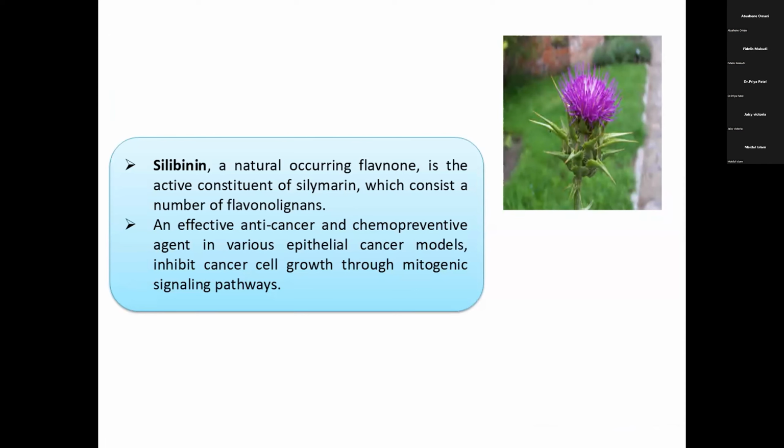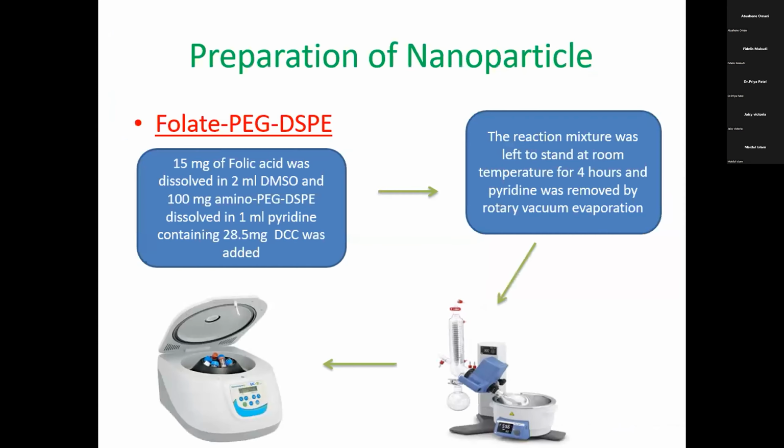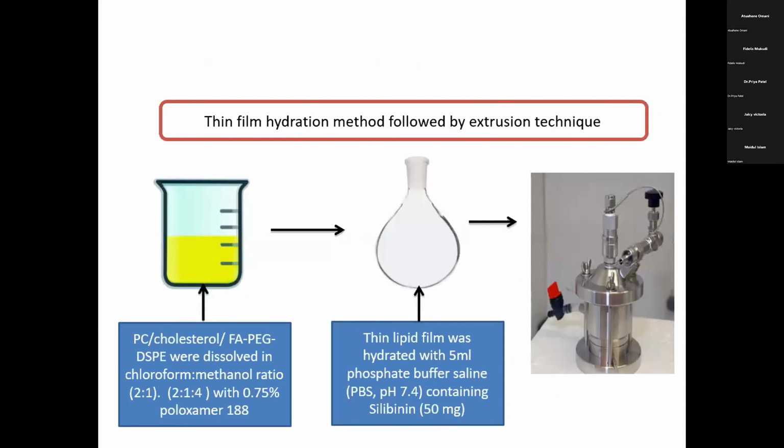For that, we selected a drug, silibinin. Silibinin has an effective anti-cancer activity in lung cancer. It is already proved. And we have prepared liposomal nanoparticles, and here folic acid, folate, we have used as an active targeting agent. So our nanoparticle composition is folate-PEG-DSPE, where folate is the active targeting agent, followed by cholesterol and lipids, prepared by the thin film hydration method and by the extrusion technique using the Lipex extruder.